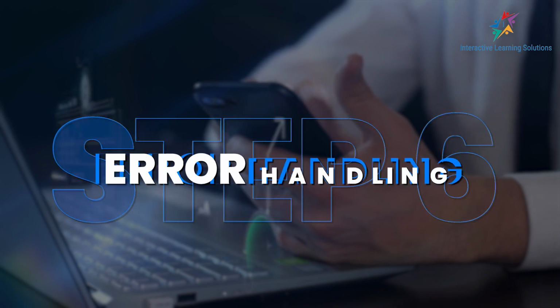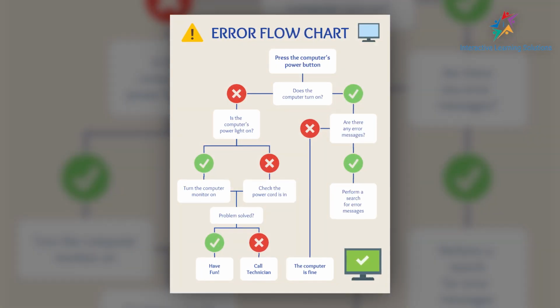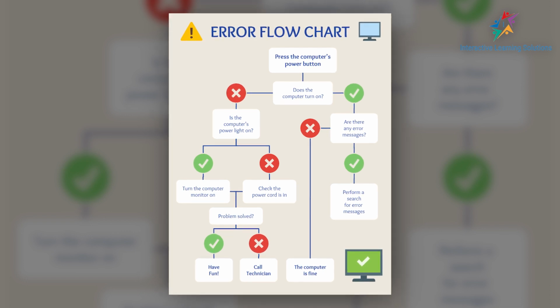Step number 6, error handling. Do not forget error handling. In your flowchart, include branches that can show error scenarios and also indicate how your software is going to respond back to these unexpected situations.